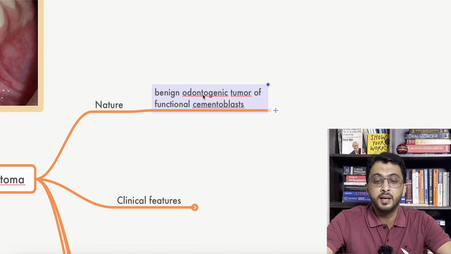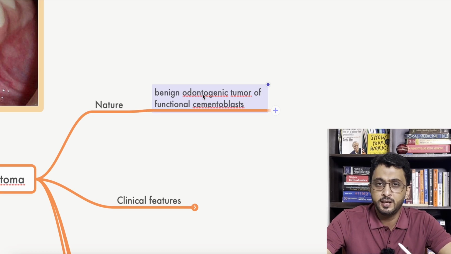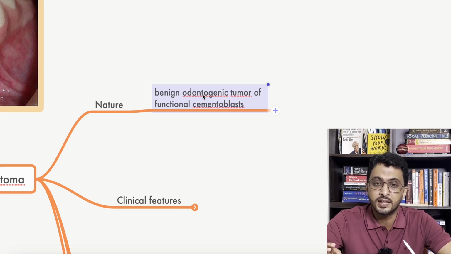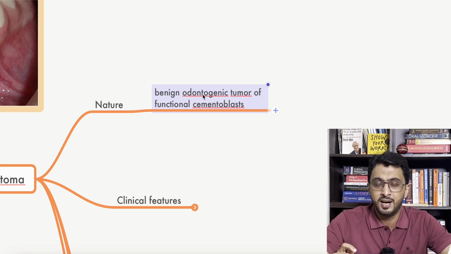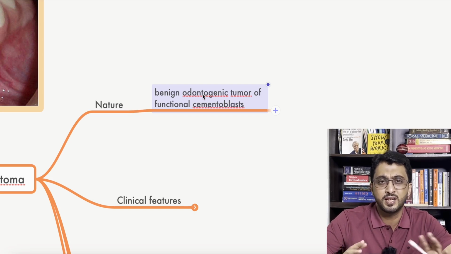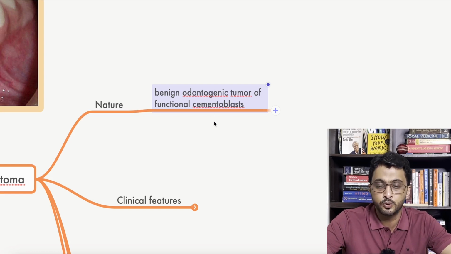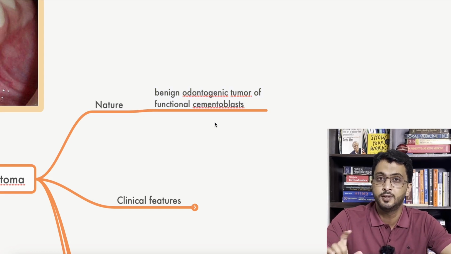It's basically a benign odontogenic tumor of functional cementoblasts. Basically, it's a tumor of cementoblasts, and that's why it's known as true cementoma. Whereas cementoma, which is periapical cemental dysplasia, which I'm going to come to, is not of cementoblasts. It's a fibro-osseous lesion. Means to say the connective tissue becomes fibrous and osseous, like your fibrous dysplasia, where the connective tissue component undergoes fibrosis and ossification. That's fibro-osseous lesions. But here it is purely a tumor of cementoblasts.